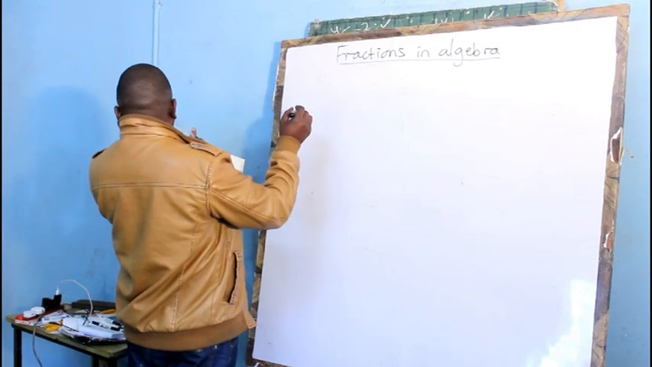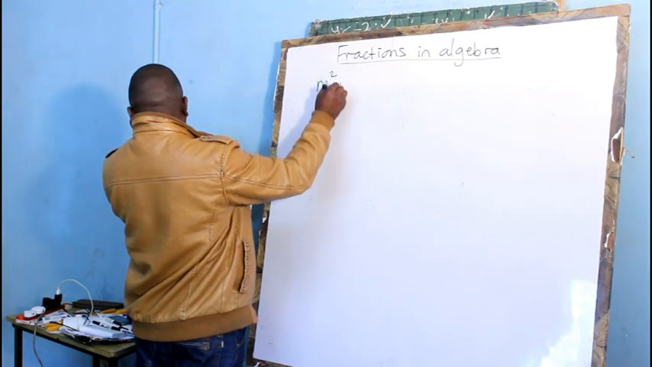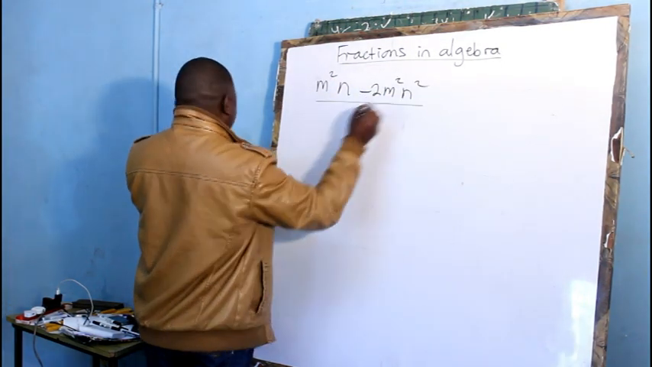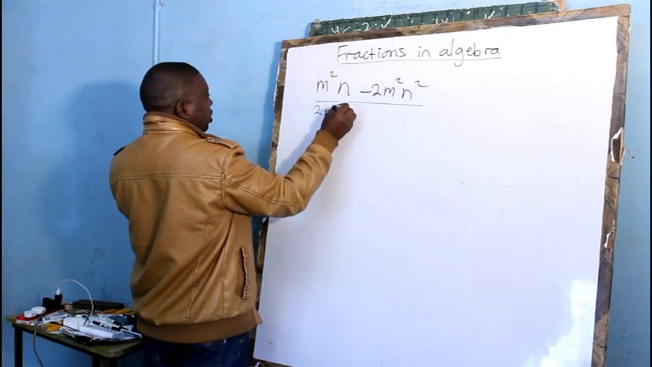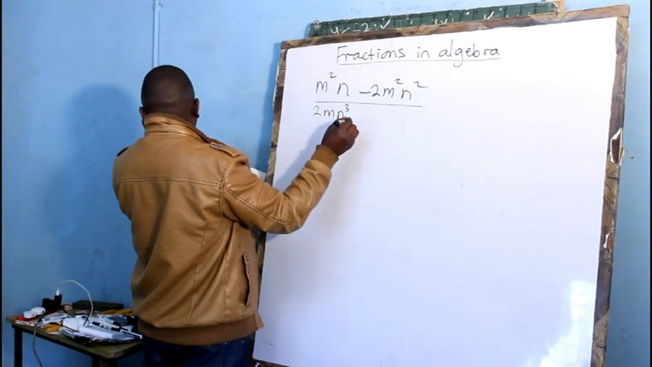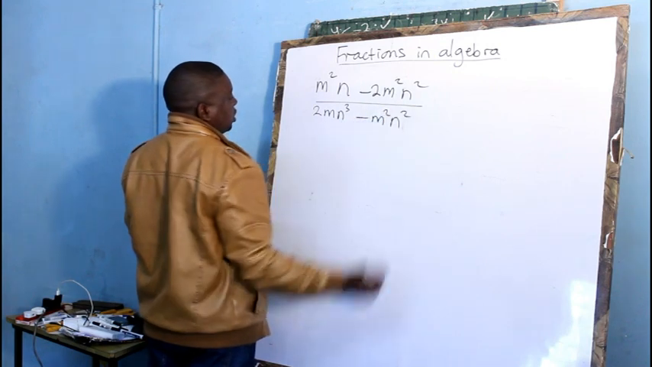Let's go. m squared n minus 2m squared n squared over 2mn cubed minus m squared n squared.